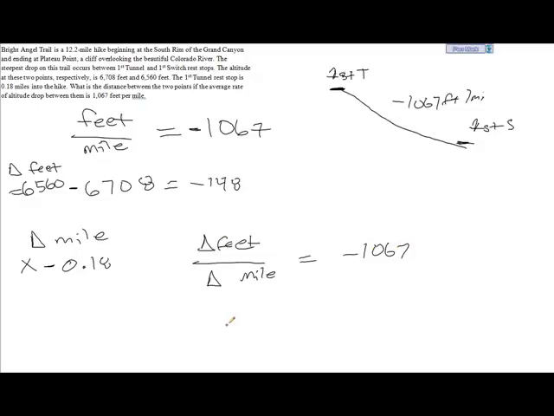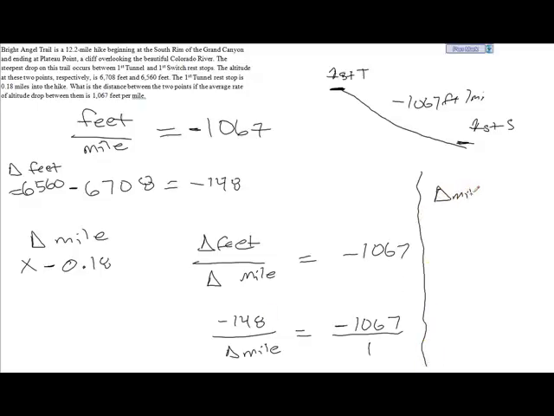So change in feet we know is negative 148. I don't know what change in miles is without using variables, but I know that that has to give me negative 1067 when I divide them. So this is now just an equation that we need to solve. To make this a little bit easier, so that we can get change in miles out of the denominator really easily, and by the way, there are many other ways you can do this, this is just one way, we can just flip both the fractions. Negative 148 equals 1 over negative 1067. So all we have to do is multiply both sides by negative 148 to solve for change in miles.